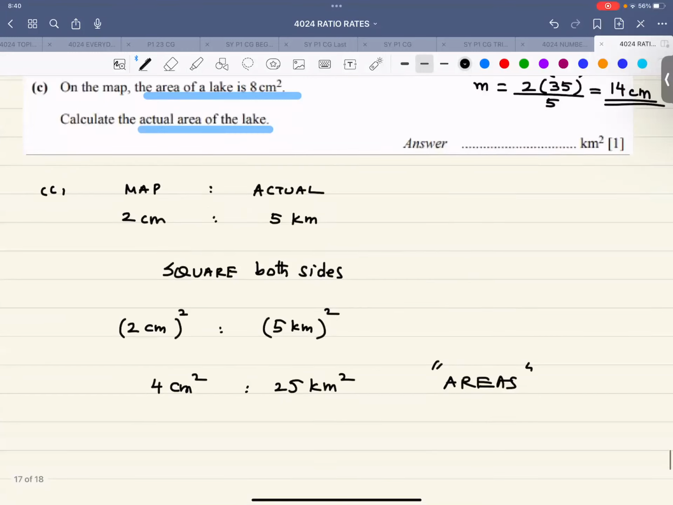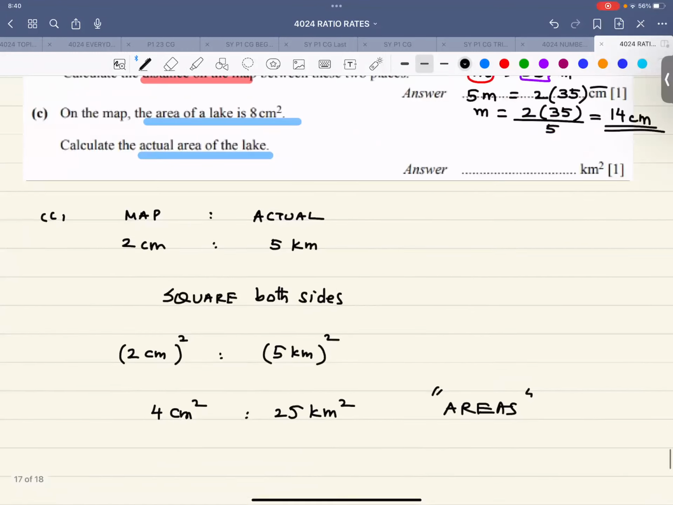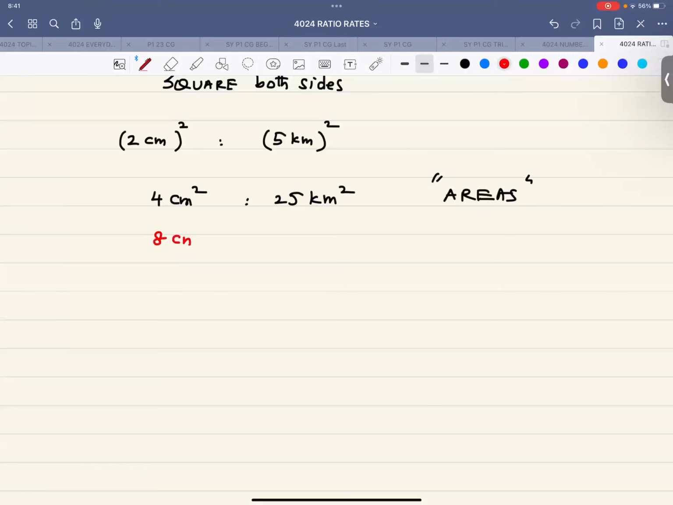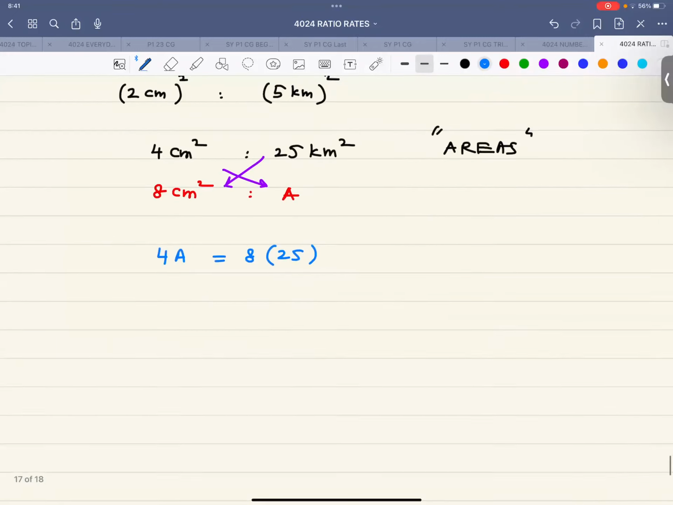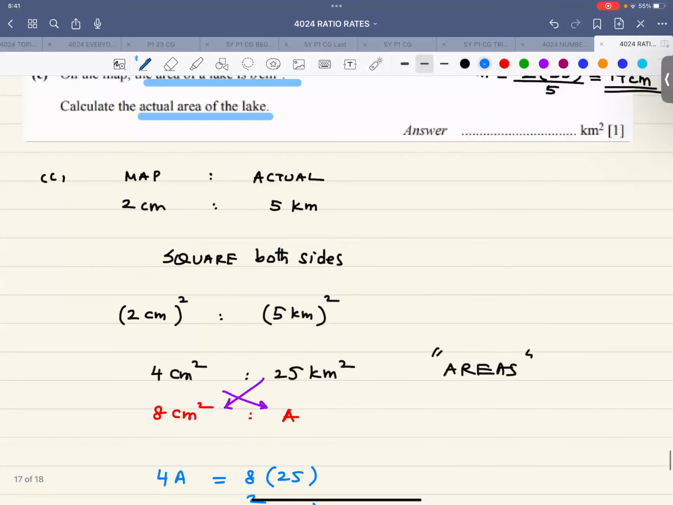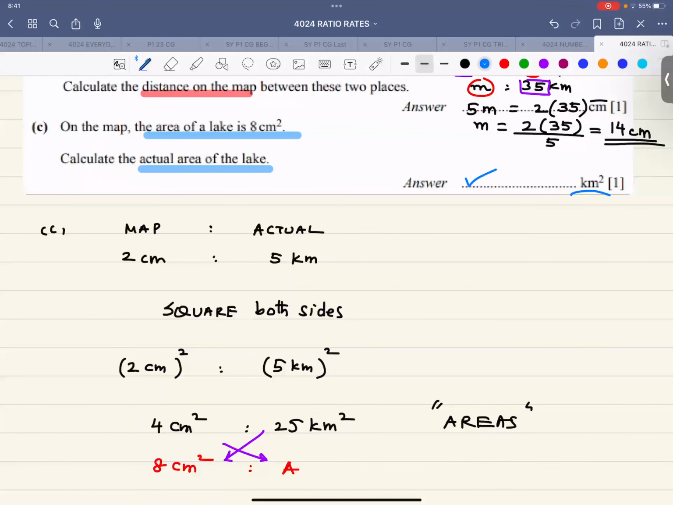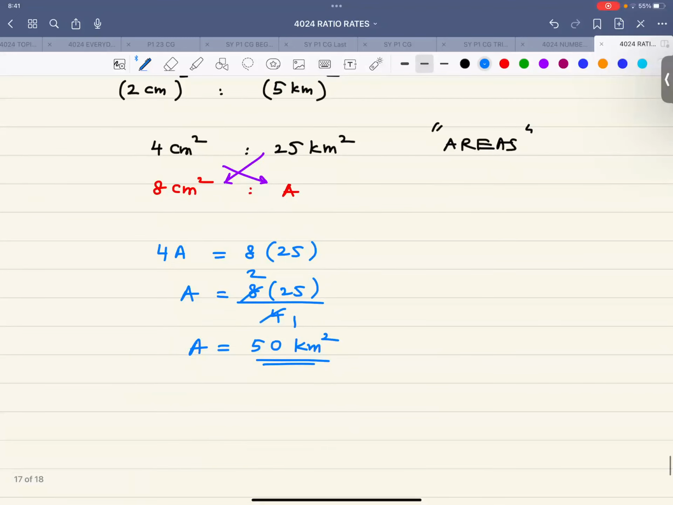Now, what do we do? It says the area of the lake is 8 centimeters square on the map. What is the actual area? Let me write this as A. Let's cross multiply. Very, very basic, provided your concepts are all good. 4A is 8 into 25. A equals 8 into 25 divided by 4. 4 ones are 4, 4 twos are 8. Therefore, A comes out to be 50. And what is the unit? Kilometer square. Are they asking in kilometer square? Yes, they are asking in kilometer square. And that's what the answer is.